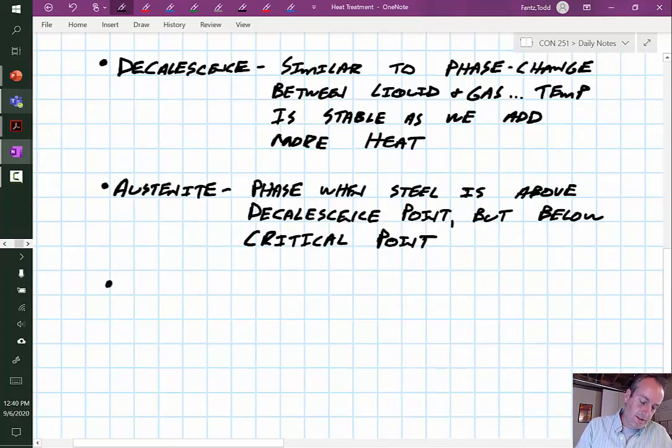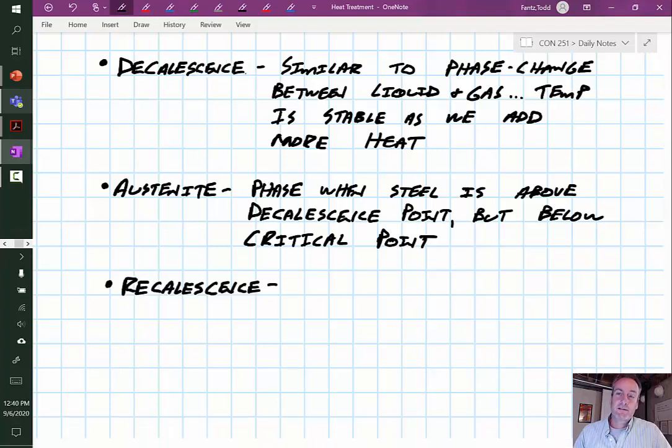All right, so other than austenite, very similar to decalescence is going to be a term that we should know. It's called recolescence. And recolescence is pretty much the same thing as decalescence. The only difference is it's during the cooling process as opposed to the heating process. So it's almost like a phase change going in reverse.